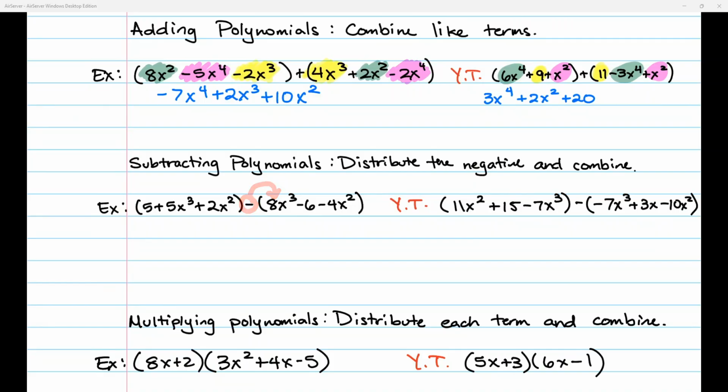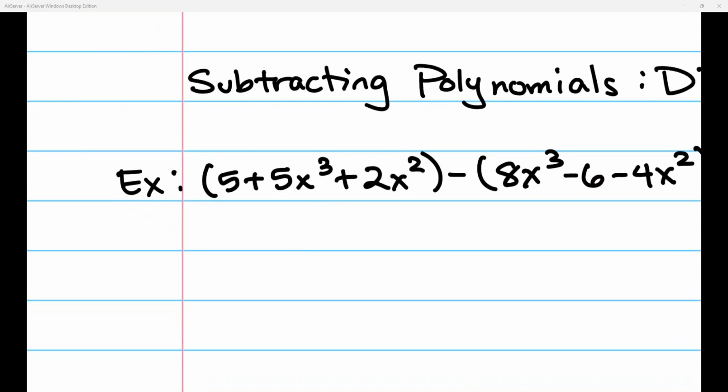So instead of a positive 8x cubed, it's going to flip to a negative. Instead of a negative 6, it's going to flip to a positive, because a negative times a negative becomes a positive. And same thing here, because this is a negative, now we're going to flip it to a positive. Remember, negative times a positive becomes a negative, so that's why this one flipped to a negative. All right. What do I do with this one? You leave it exactly the way it is. So I'm just going to go ahead and combine these terms. This is going to be 5 plus 5x cubed plus 2x squared.